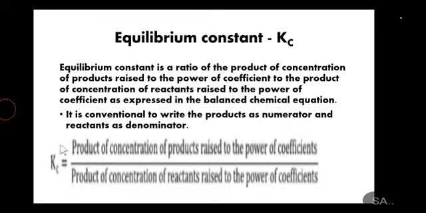Now this is how you express the equilibrium constant. We see here the product of concentration of products raised to the power of coefficients. Here the powers, the coefficients, are basically the number of moles of the products, while here is the product of concentration of reactants raised to the power of coefficients. So the powers are representing the number of moles of reacting substances.